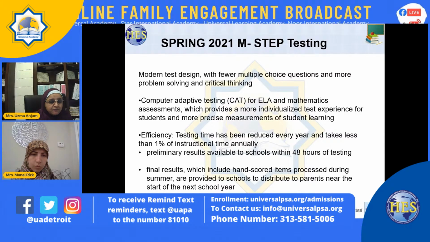Testing time has reduced every year, and according to the calculations, it only takes 1% of instructional time annually for all these tests. So when we talk about 11th grade, 5th grade, 8th grade, who are going to take all 4 core subject tests, they still are not more than 1% of the instructional time. Preliminary results are available to the school in 48 hours. So we will be able to see the reports of our students, and the final results, which include the hand scored items processed during the summertime, will be available to the parents before next year starts. So you will receive a detailed report at home for all these tests when your child has completed them.